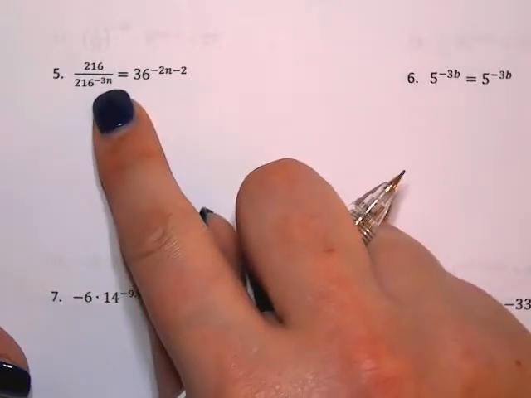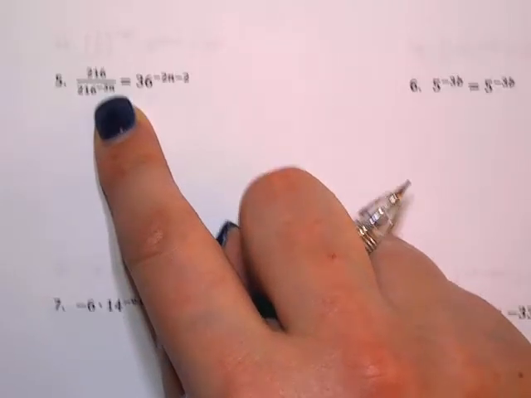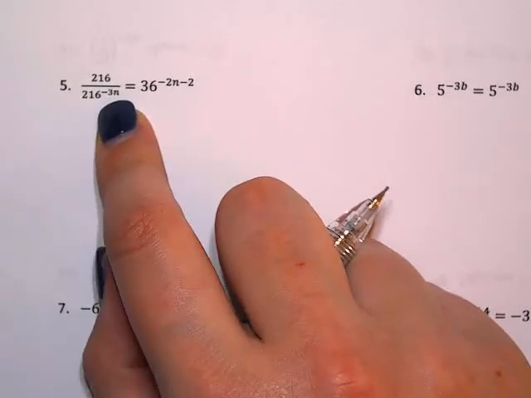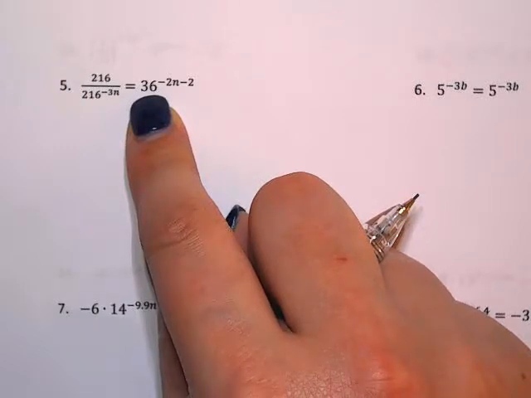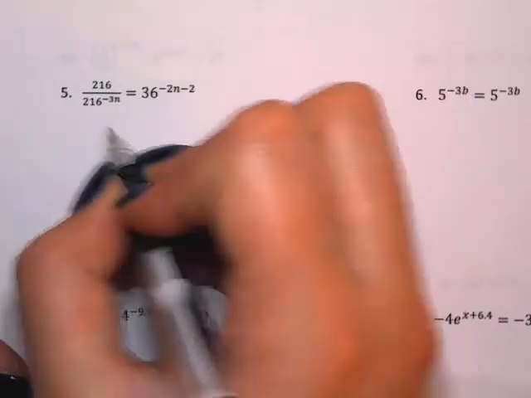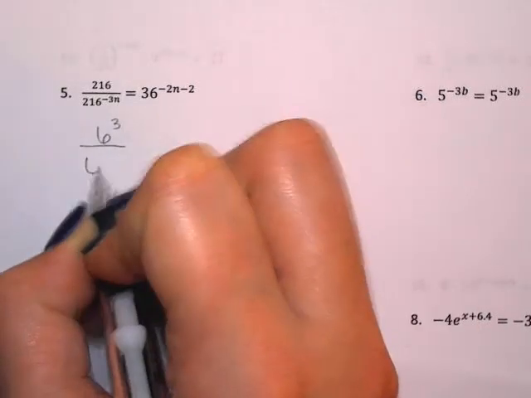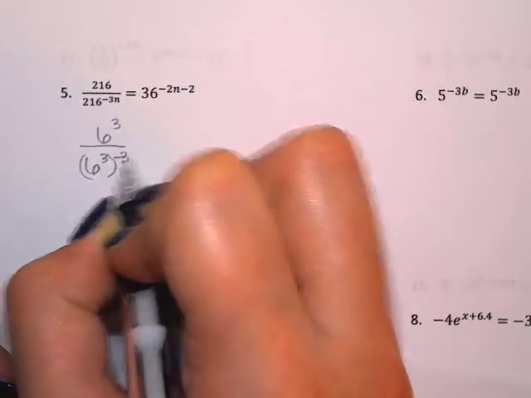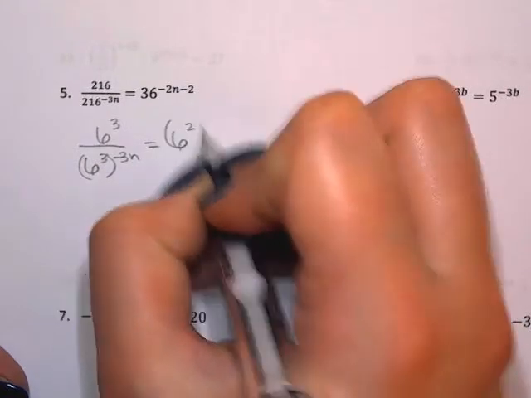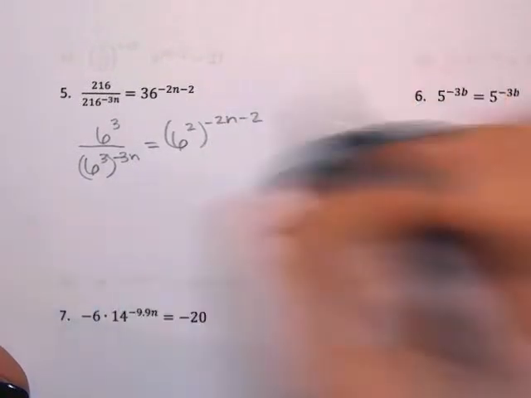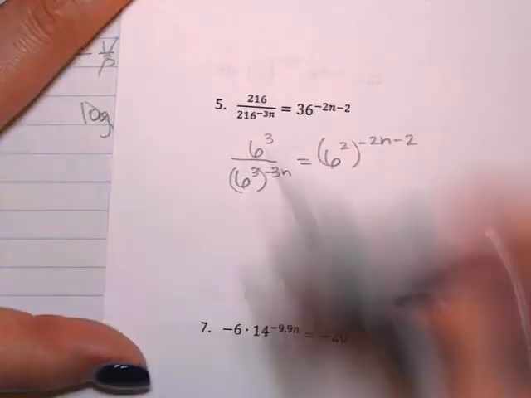So we are gonna look at our purple charts. And on the purple chart, we are looking for 216, 216, and 36. So what do you guys see on the purple chart? 6. So the top is 6 to the third. The bottom is 6 to the third to the negative 3n. The right side is 6 to the second to the negative 2n minus 2. Okay. Do not write this down. Just look up at the board, okay?